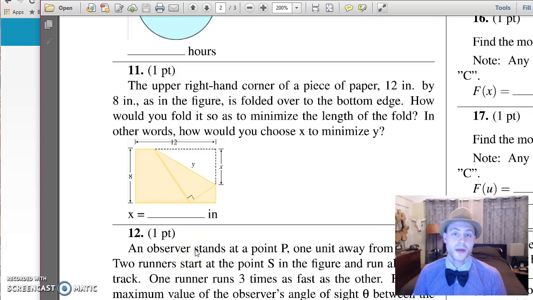What up, what up? We got ourselves a doozy of a question here. Question 11, Math 100, Webwork 12. What a crazy, crazy question. This one's kind of tough.